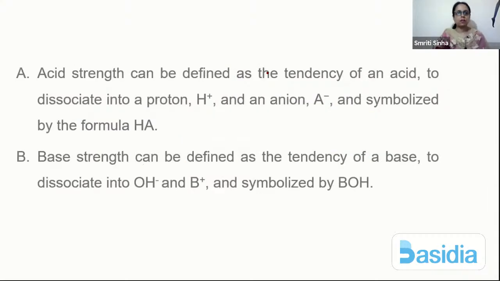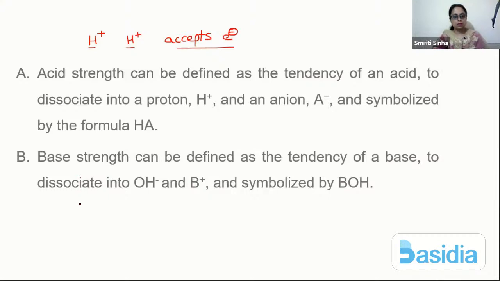So let's begin. What is acid? Any substance which gives H plus ion in the aqueous solution, or any substance which donates its H plus ion, or any substance which accepts the electron is called an acid. This is according to the Arrhenius theory, this is according to the Lowry theory, and this is according to the Lewis theory. Now what is base?